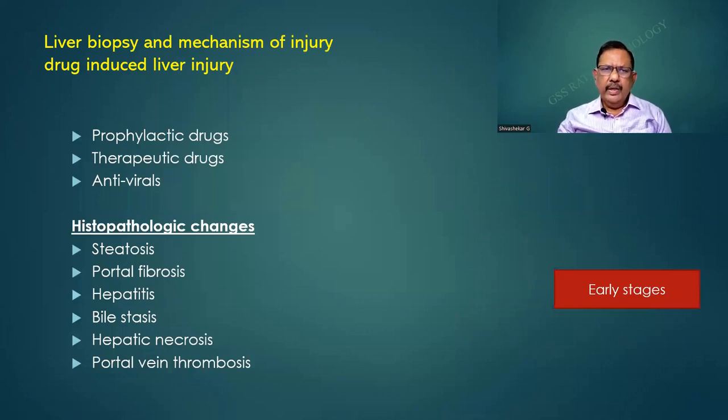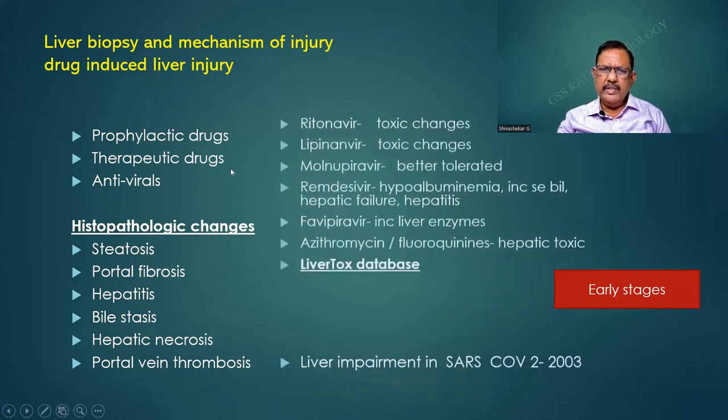Liver biopsy and mechanism of injury due to drug-induced liver injury. The drugs in this case can be prophylactic drugs, there can be therapeutic drugs which are used for the treatment of COVID-19 itself, and any other antiviral drugs. So the histological changes that people can be seeing is what we had mentioned earlier. In addition, there can be bile stasis. So this is important.